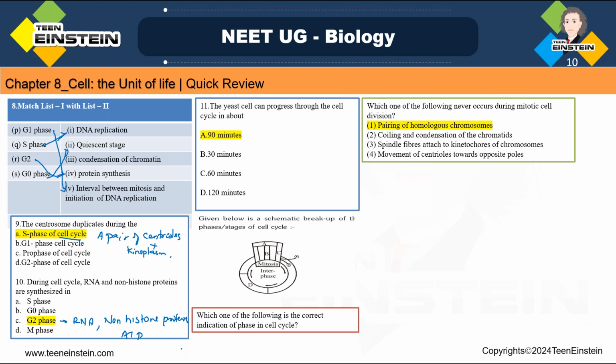And question number 11. A yeast cell can progress through the cell cycle in about, options: 90 minutes, 30 minutes, 60 minutes, and 120 minutes. A yeast cell can progress through the cell cycle in about 90 minutes. Clear?